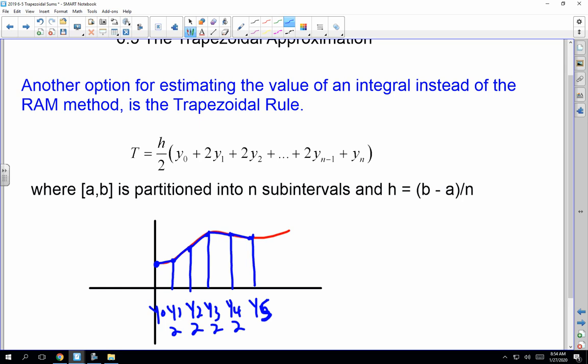And I'll show you a couple examples of some AP free response parts from the past. Usually it's a part A, B, or C of a free response question that uses the trapezoidal rule. Matter of fact, I think I have one up here. I'll give you one tomorrow. Yeah, it does. It's a part D, this one.